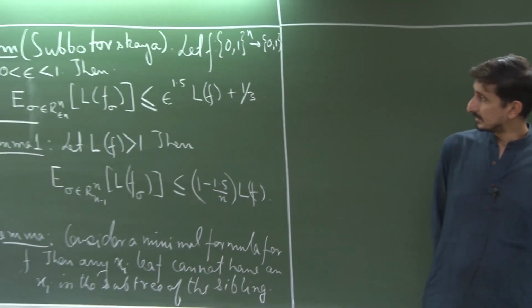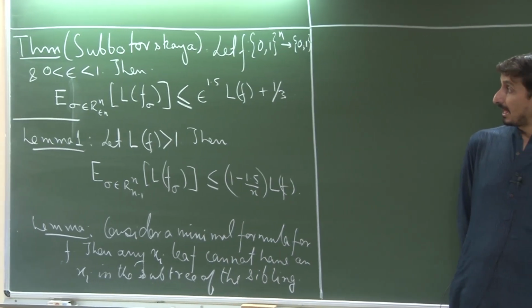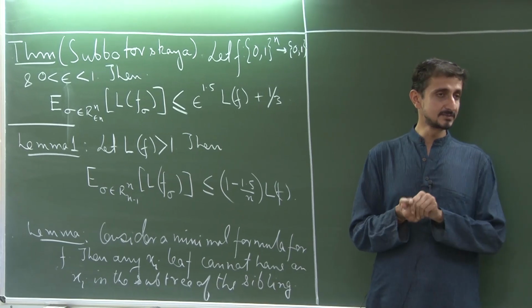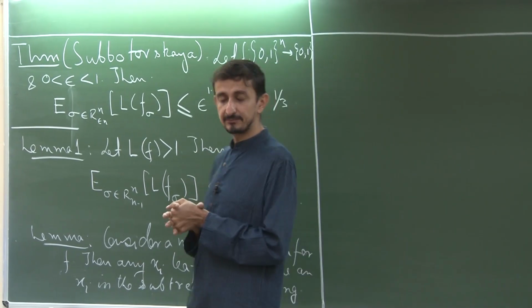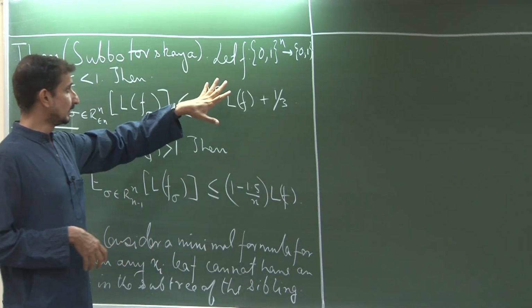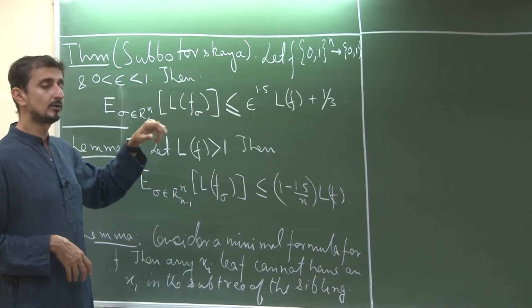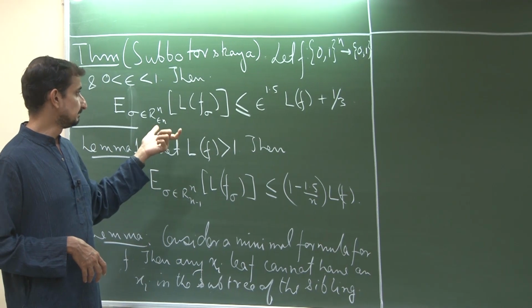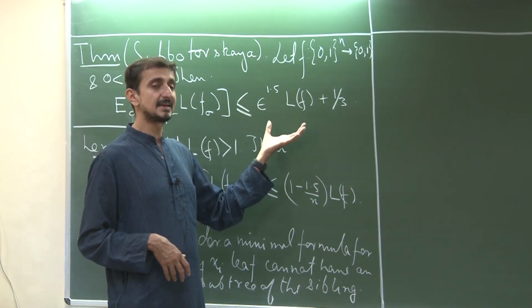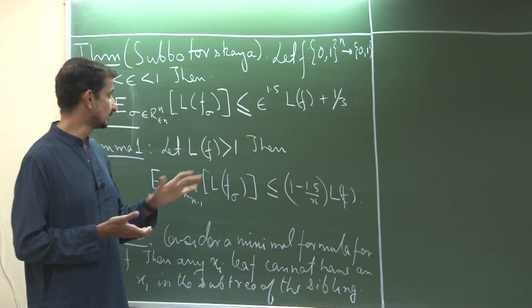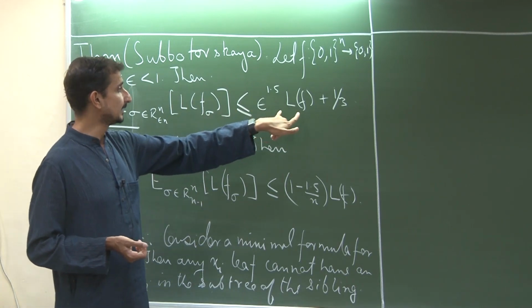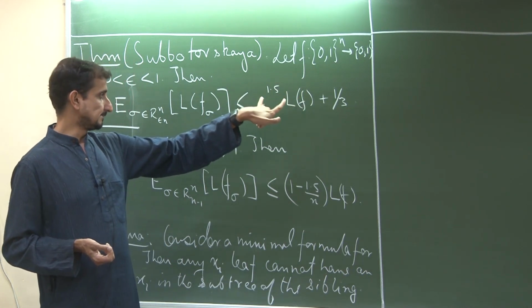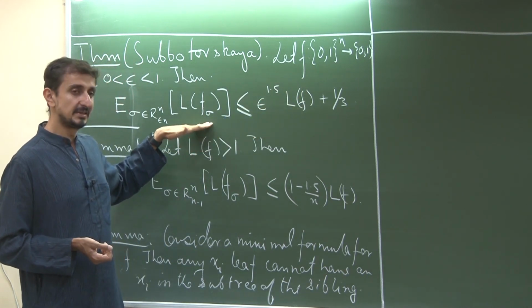So, last class we were discussing how to prove Subbotovskaya's theorem. Essentially what the theorem states is that if we have a Boolean function and we want to consider the minimal formula size of that function, then we can give a lower bound on the formula size of the function based on a restriction.